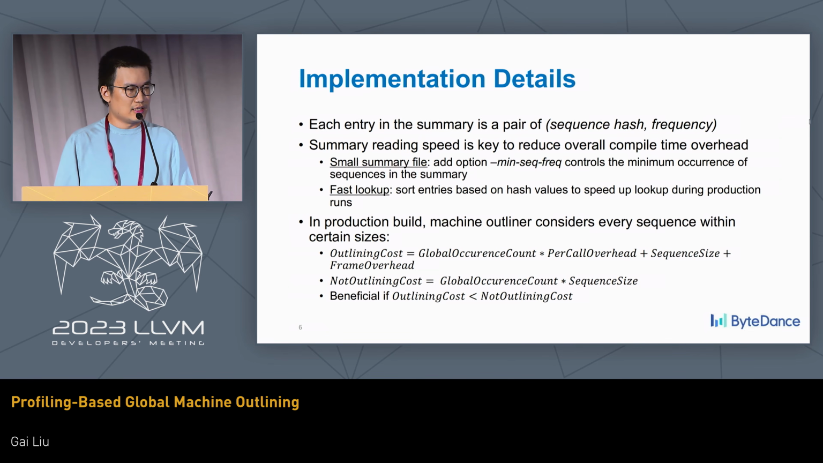And lastly, in the production build, in order for the outliner to consider the global effect, we change the cost function slightly. The only change is when we count the occurrence of the summary. So we have the global occurrence count right here. And with this, we will be able to consider the global effect of outlining while we are only compiling our local file.